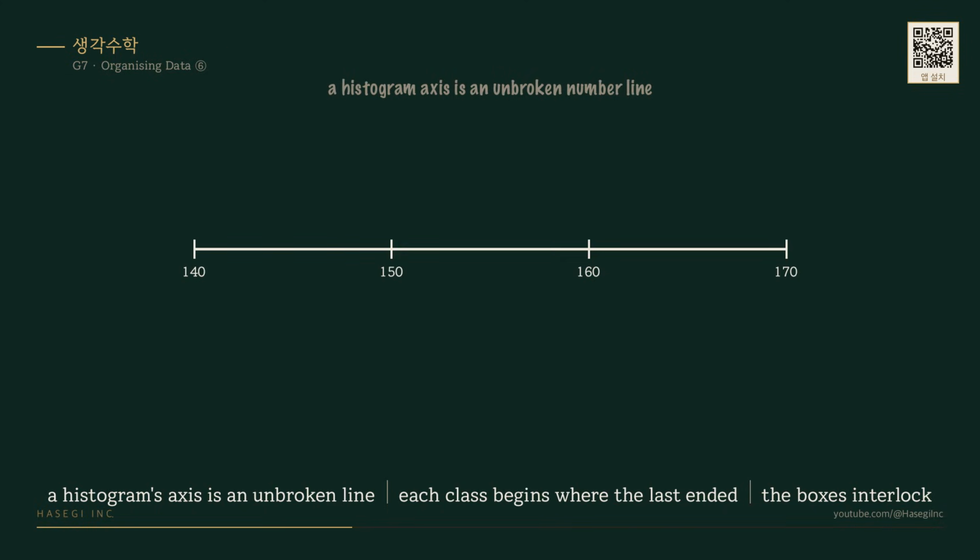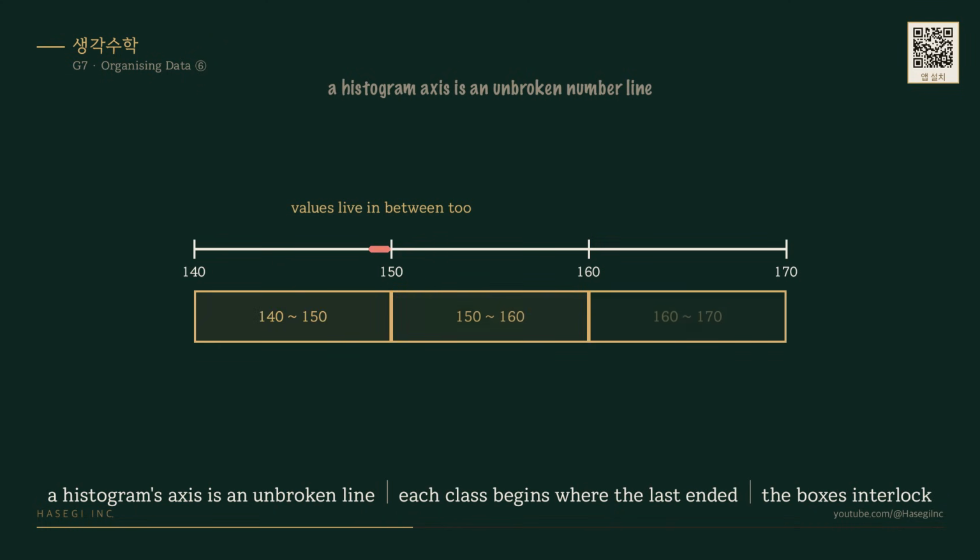A histogram's axis is a different animal. It is an unbroken number line, heights or weights, and there are plenty of values between 149 and 150. And the classes are set so that each one begins exactly where the last one ended. The boxes interlock with nothing missing between them.